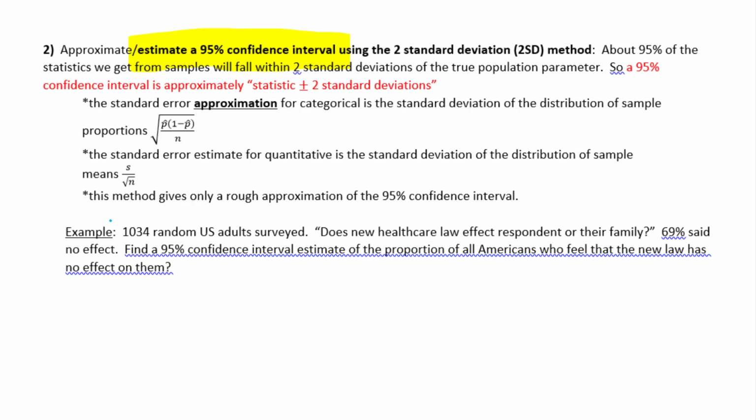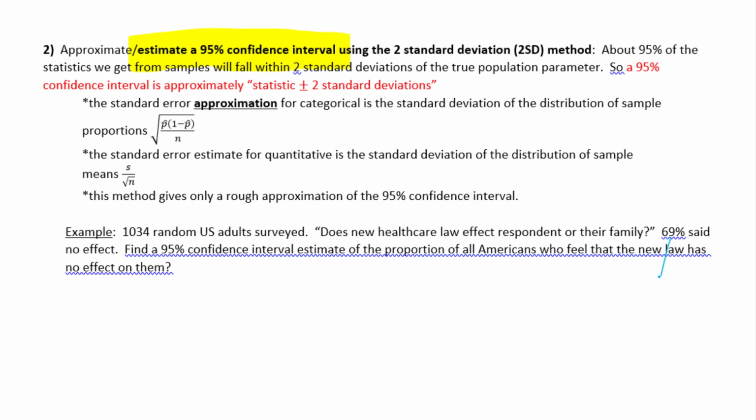It says 1,034 random U.S. adults are surveyed. They're asked, does the new healthcare law affect the respondent or their family? And 69% of the sample said that it had no effect. We want to find a 95% confidence interval estimate of the proportion of all Americans who feel that the law has no effect on them.